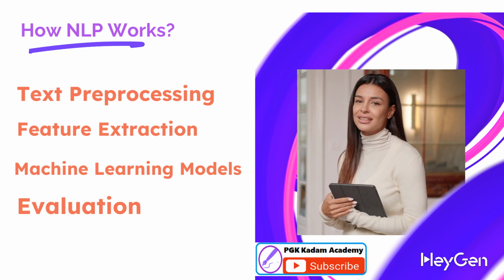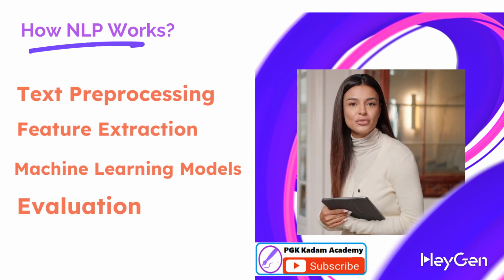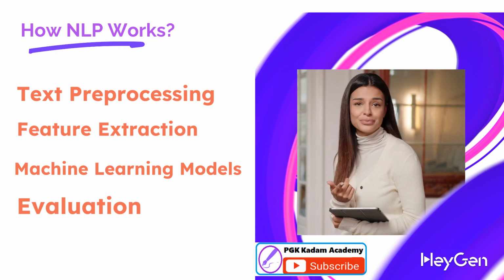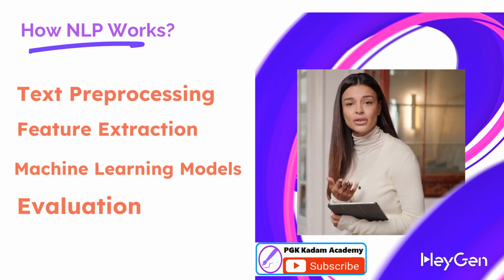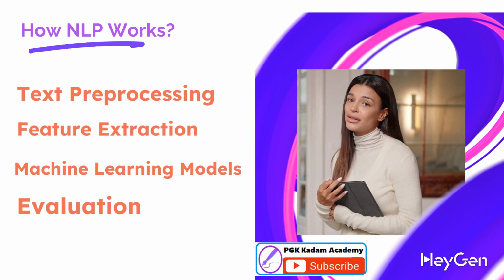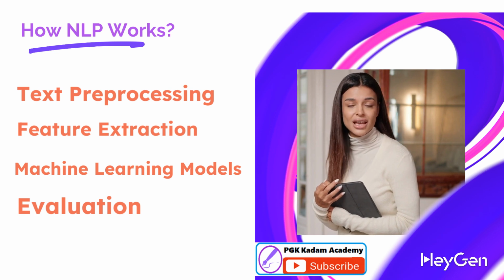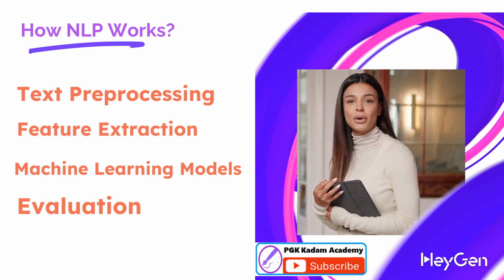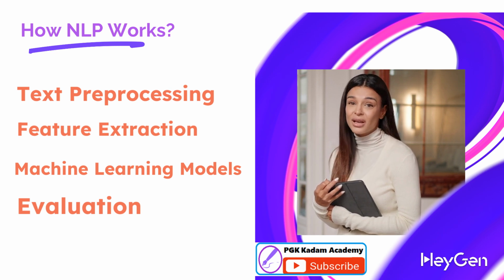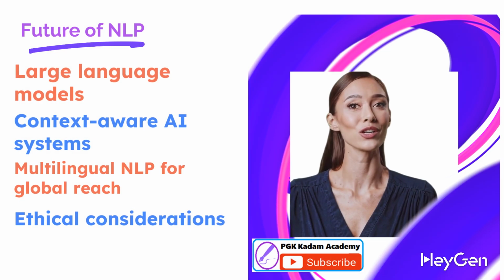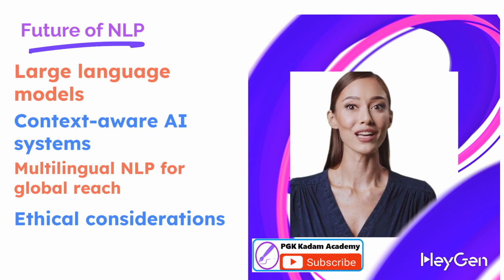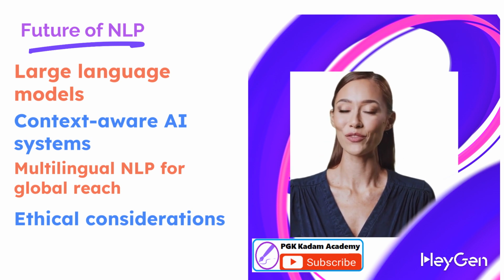How NLP works. Text pre-processing: cleaning and structuring data, removing stop words and punctuation. Feature extraction: converting words into numerical data, word embeddings, TF-IDF. Machine learning models: classifying or predicting meaning based on text input. Evaluation: measuring accuracy and performance. Future of NLP: large language models, multilingual NLP for global reach, ethical considerations.